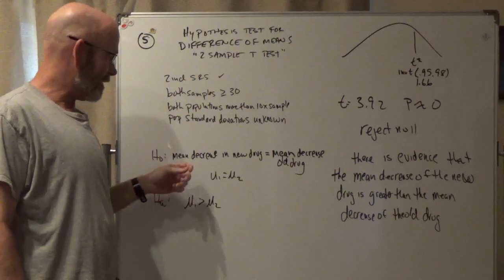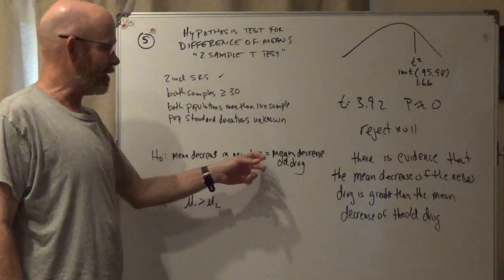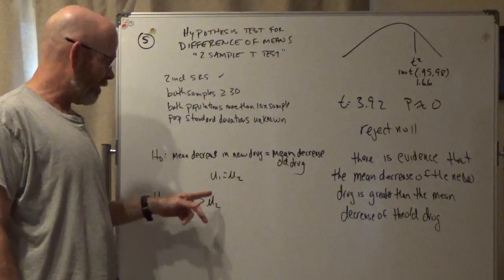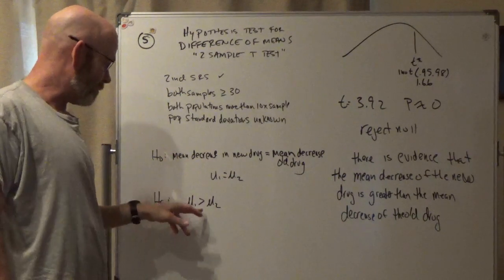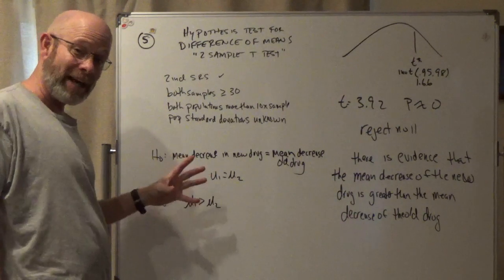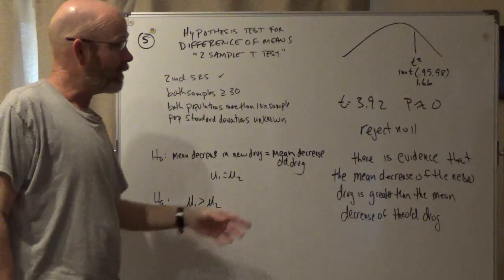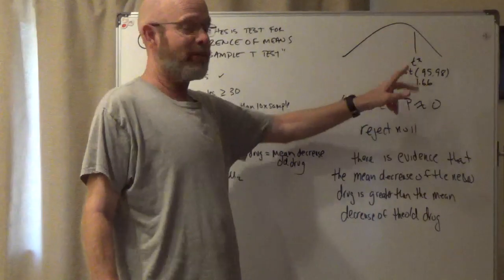The null hypothesis is the mean decrease of the new drug is equal to the mean decrease of the old drug, or mean 1 equals mean 2. The alternate is the first mean is better than the second mean, because that's what we're trying to test, that the drug's doing better.